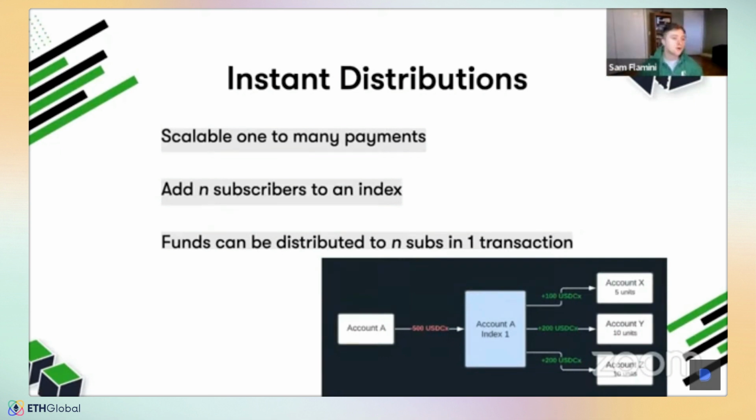I could have 200 people I need to send funds to, and instead of having to do a loop, which, as we all know as devs, loops in Solidity kind of suck and they are really expensive and not a good idea, with the IDA, instant distributions, I'll get into what the IDA is later. That's what enables this. But with instant distributions in Superfluid, this is far more scalable.